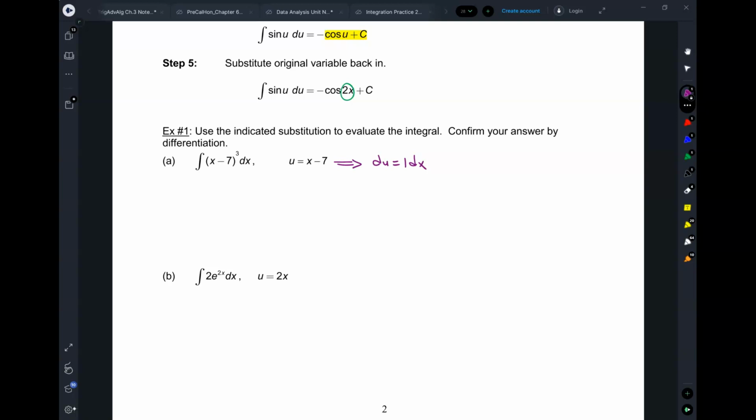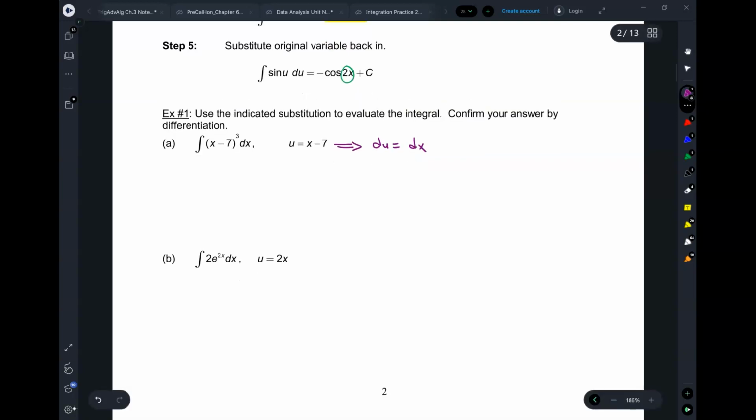Now, we can basically rewrite that as dx. Now come back to the function. Every single thing in the function should be substituted so that in the end you don't have any x's left. So look, x minus 7, we said that was u, correct? So that's going to be u cubed. Now what do I have left here? dx. What's dx? du. And then we're done.